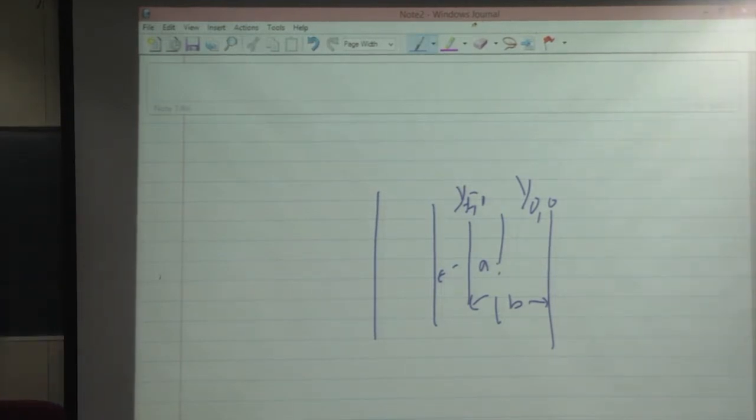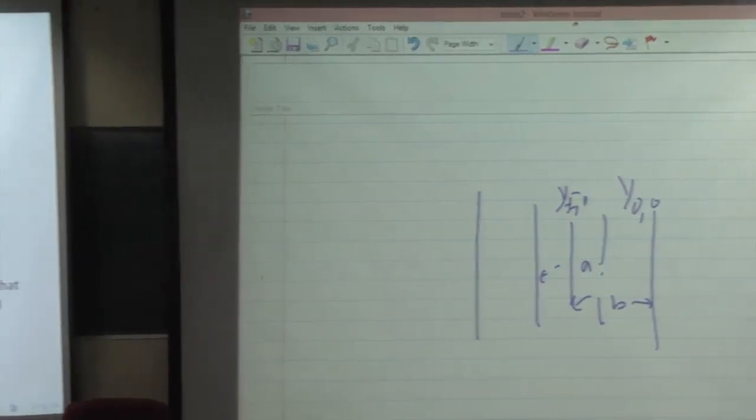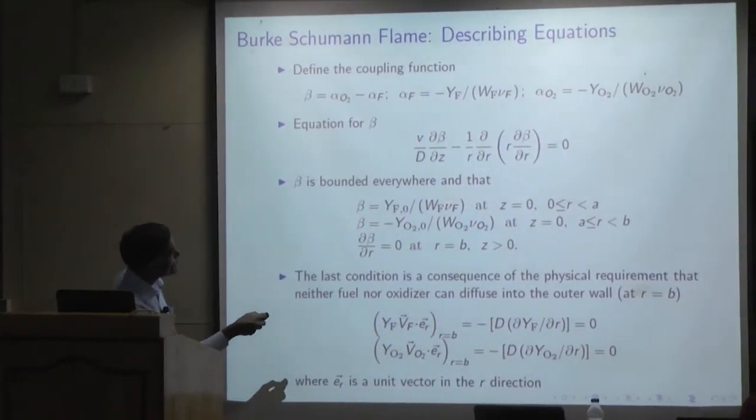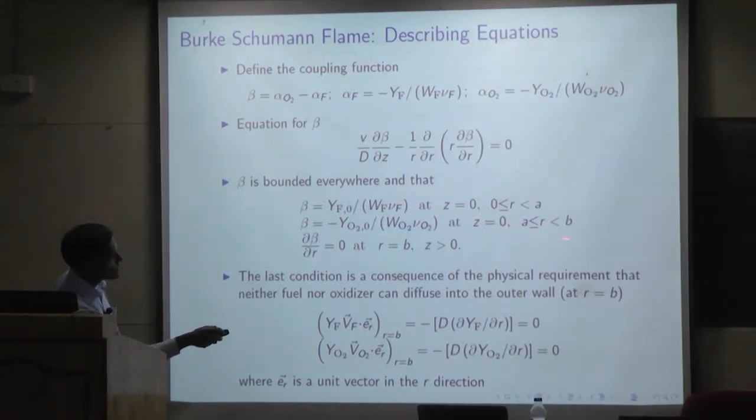So you can see that in the inner tube here, no oxygen is present. Therefore beta, the coupling function, must simply be equal to alpha F. Alpha is defined with a negative sign, so this is what beta is. And the value of beta on the outside, in the outer tube region, R greater than A but less than B, is this, because there's no fuel present.